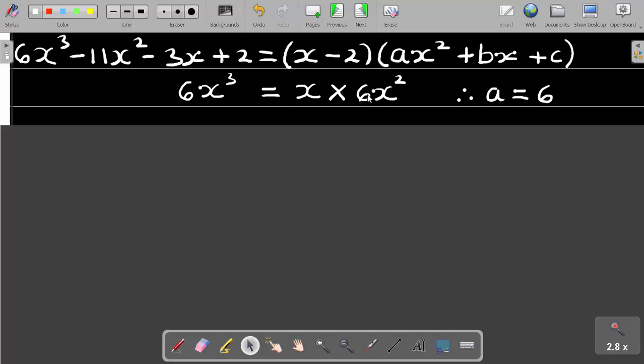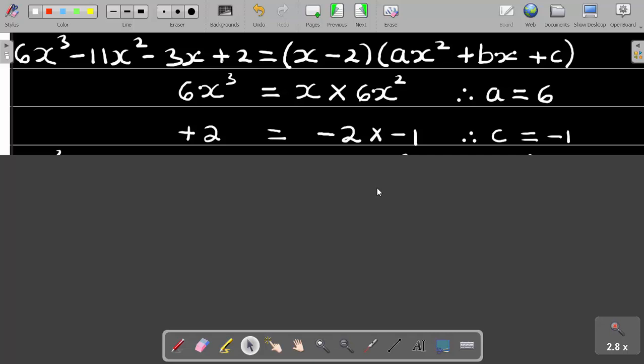I'm going to put 6 because x multiplied by 6x squared gives me 6x cubed. Therefore, my a is going to be 6. That's why a equals 6 here. I repeat, if I say x multiplied by ax squared, I'm going to get ax cubed. But because the coefficient here is 6, I must put 6 here. After multiplying x by 6x squared, I'm going to get 6x cubed. So my a equals 6. Hope we are together. Let us proceed.